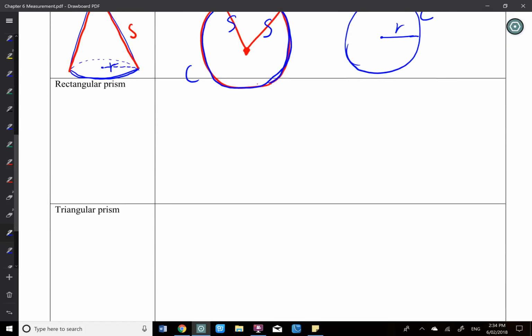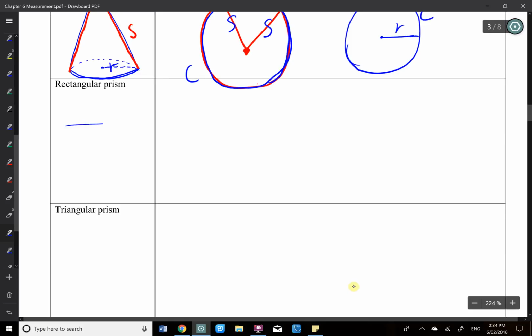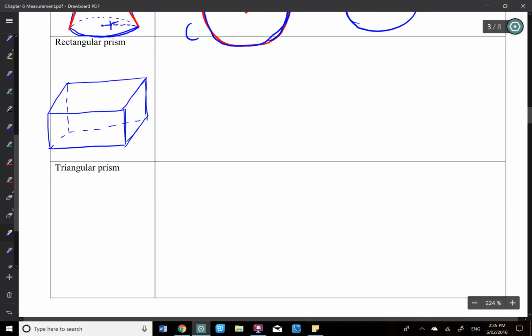Rectangular prism. What does that shape look like? It's just a rectangular box, just that.